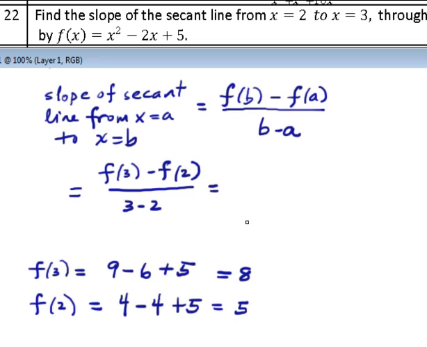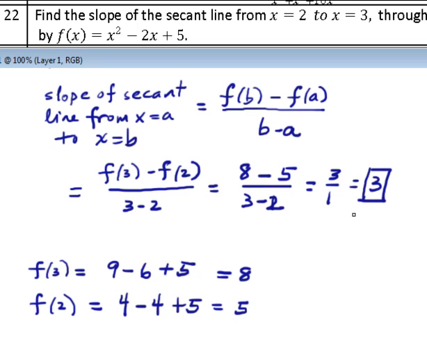All right, now substituting into here, f of 3, that's 8, minus f of 2 is 5, divided by 3 minus 2, which is 1. And we get 8 minus 5 is 3, 3 minus 2 is 1. So we have 3 over 1, or 3. 3 is the slope of the secant line.